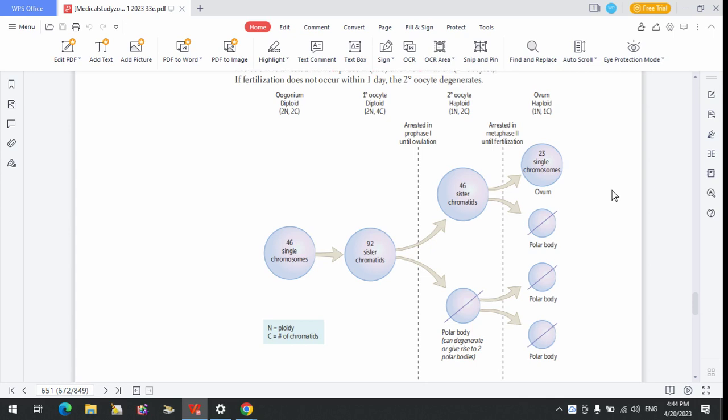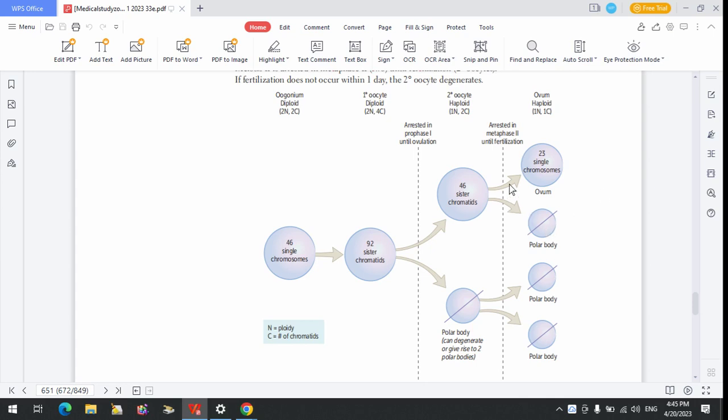Okay. I'm just clarifying: if the egg is not fertilized, the one that is shed together with the endometrial lining is what is in metaphase 2, the one that was arrested. Exactly. So what is sloughed off with the endometrium is actually the secondary oocyte. It will not get to the ovum.